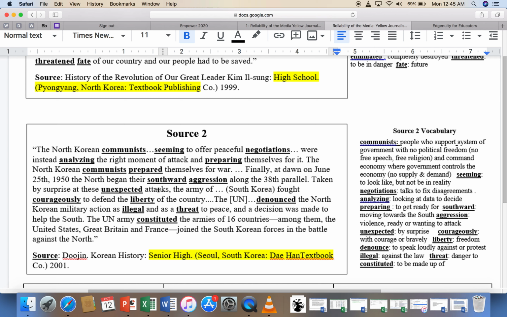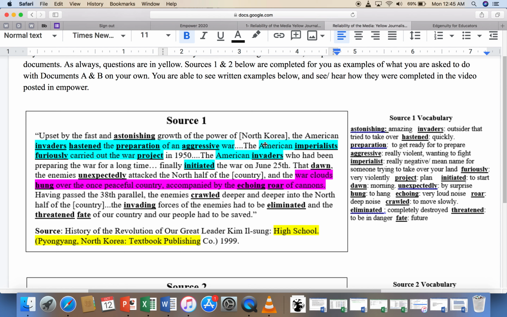Hey, this is an unexpected attack, and so the South Koreans fought back to protect their freedom. Then the UN denounced the North Korean military action, and they sent an army to help put it down, right? This happens, then that, then that. This seems to be a little bit more trustworthy than this one that's using these harsh words designed to make you think about the United States negatively, right?